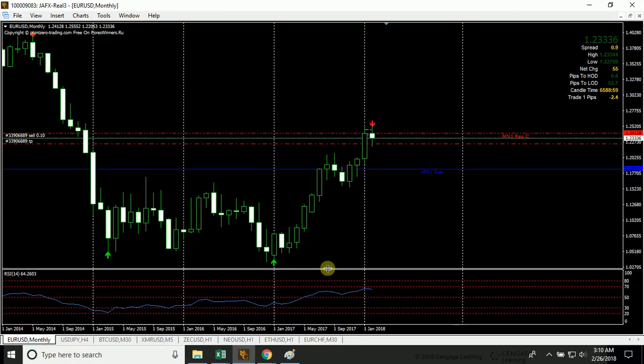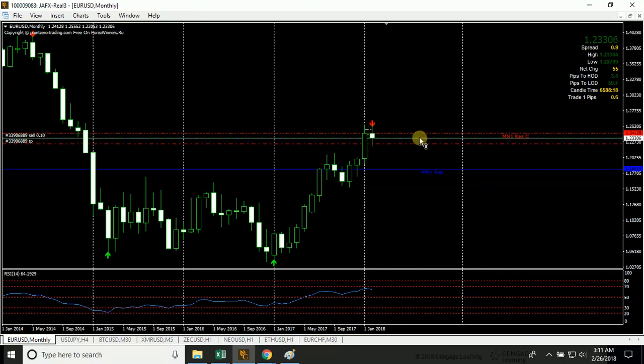So if we jotted this down, we could pretty much say on the monthly chart, potential swing high. If you were keeping a journal, pull my little journal out. I would write down Euro USD, monthly, potential swing high.